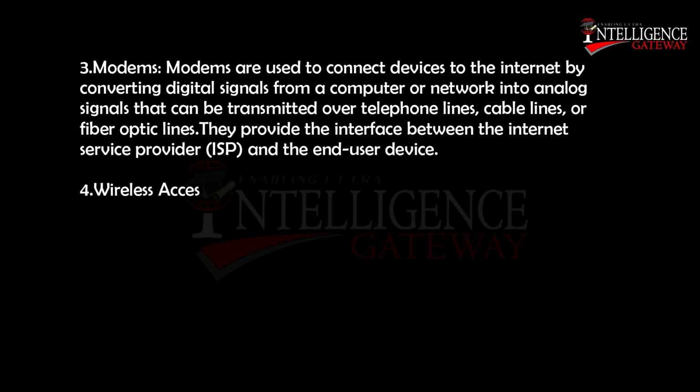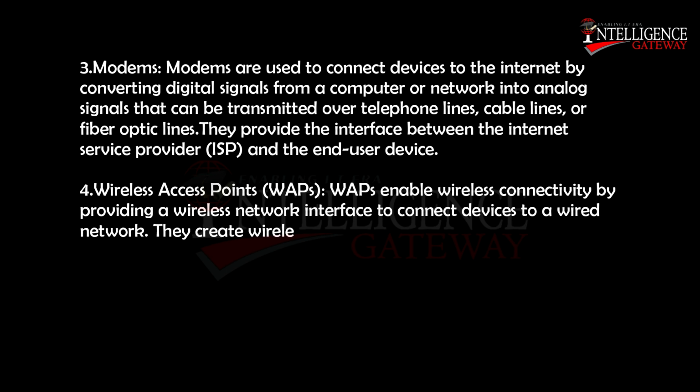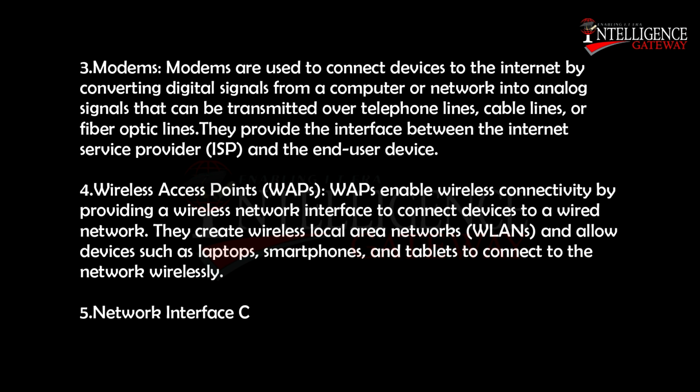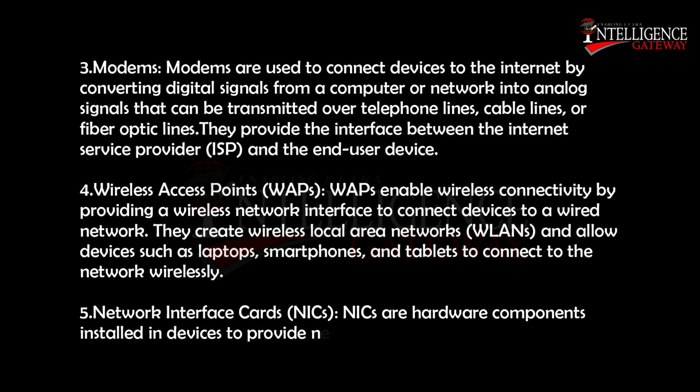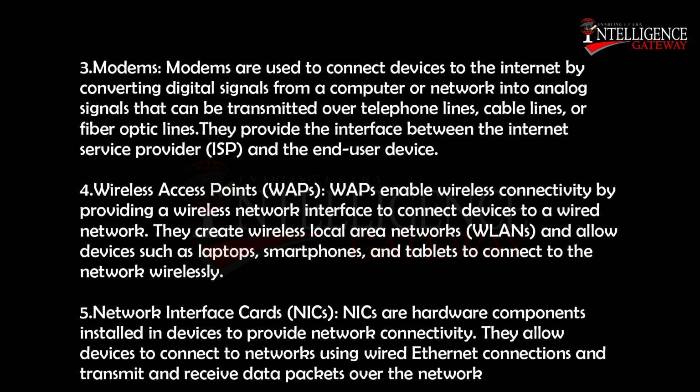4. Wireless access points. WAPs enable wireless connectivity by providing a wireless network interface to connect devices to a wired network. They create wireless local area networks, LANs, and allow devices such as laptops, smartphones, and tablets to connect to the network wirelessly. 5. Network interface cards. NICs are hardware components installed in devices to provide network connectivity. They allow devices to connect to networks using wired Ethernet connections and transmit and receive data packets over the networks.